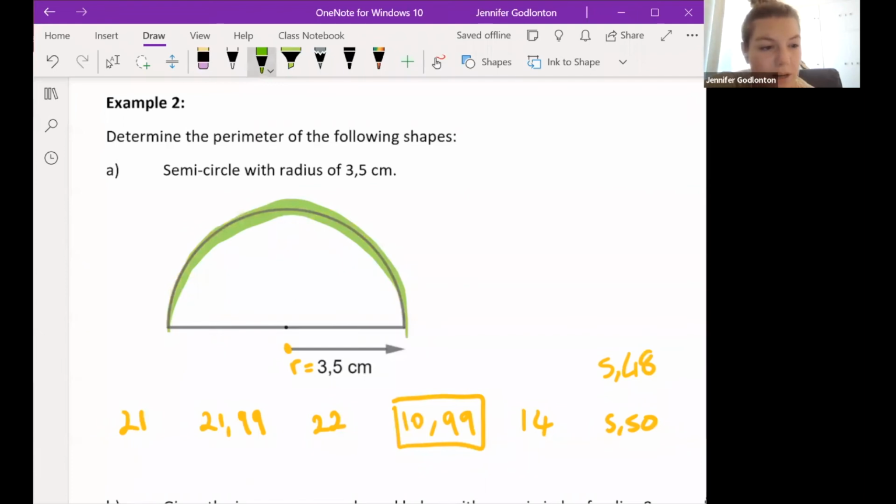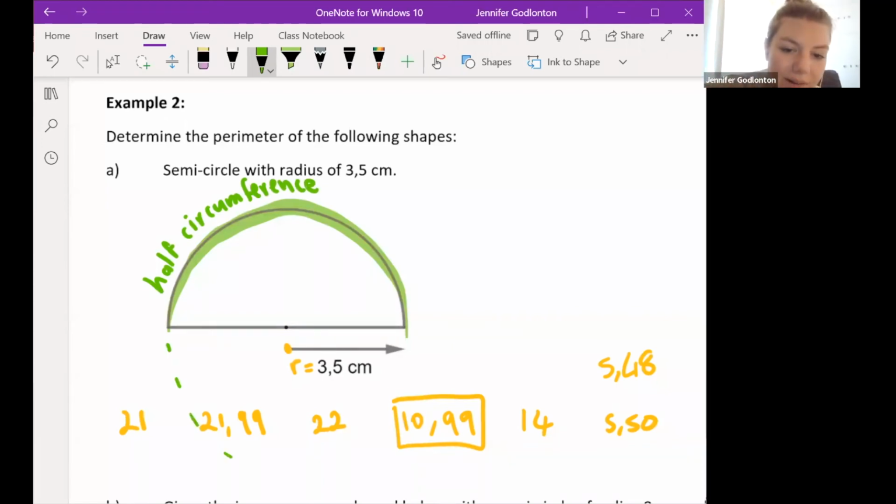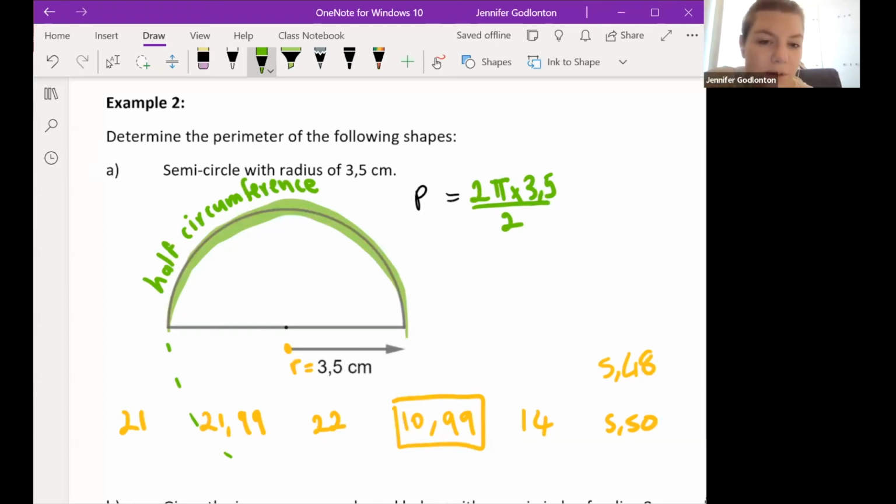Something quite important about it. Yeah, it's round. It's definitely round. Well, it's half. This is half of the circumference. It's half of my circumference because it doesn't go all the way around. If it went all the way around, I would have a full circle, but it doesn't. It's half. It's a semicircle. So if I was just looking at that green part, my perimeter is equal to 2π times 3.5, and I'm going to divide that by 2. The reason I'm dividing it by 2 is because it's a semicircle.